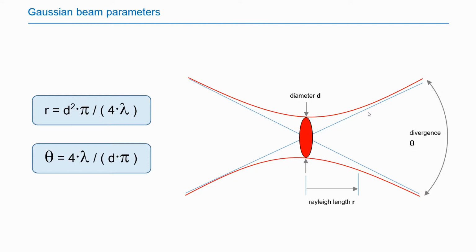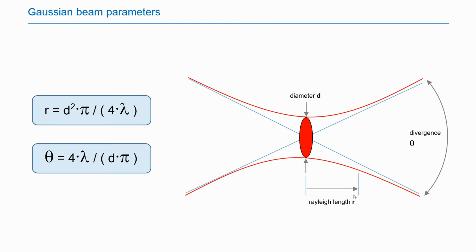So the shape of the beam is essentially a cone, or really two cones, that meet at a point. But if you zoom in, it's not actually an infinitesimal point. Rather, the beam reaches a finite small size at the very center. And that point at the center is called the waist, and it has some finite diameter d. And that is the second parameter that characterizes a Gaussian beam.